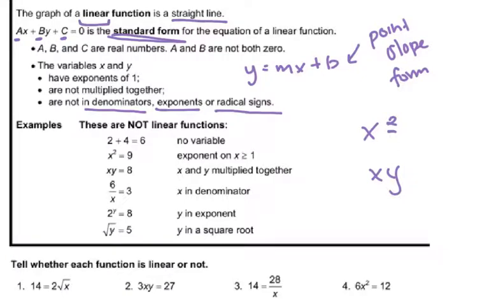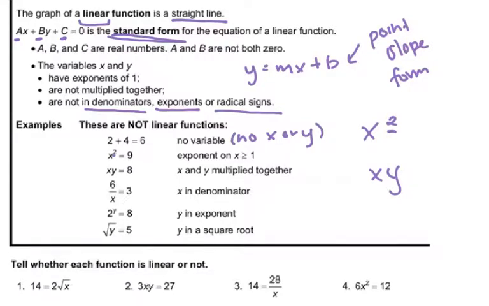2 plus 4 is 6. There's no variable. There's not an x or a y, and you have to have both in this case. x squared equals 9. The exponent is greater than 1, since the exponent 2 is greater than 1. xy equals 8. x and y are multiplied together. We can't have that. 6 over x equals 3. Well, x is in the denominator, so that's not going to happen. 2 to the y equals 8. y is in the exponent. So you can't have your x and y in the denominator, exponent, or radical signs.